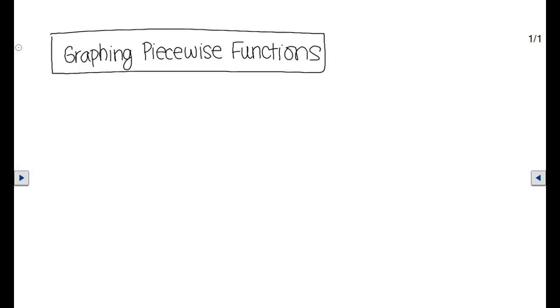We're going to be making those function tables again, but we are going to have to make a function table for each piece of that piecewise function. Okay? Now before we get into this, I need to remind you about something. A little bit earlier in the year, we were graphing inequalities on a number line. So we were graphing things like x is less than 7, x is greater than or equal to 5.